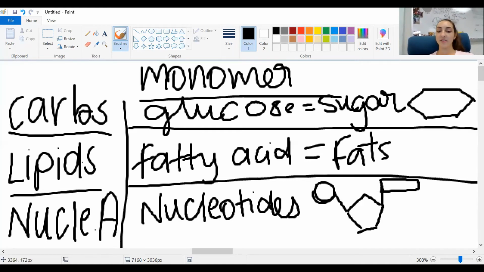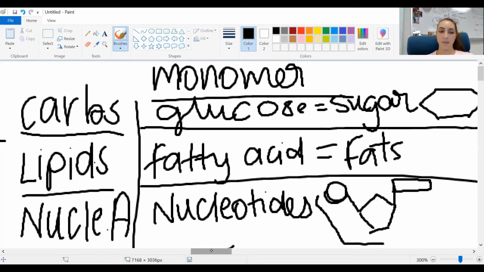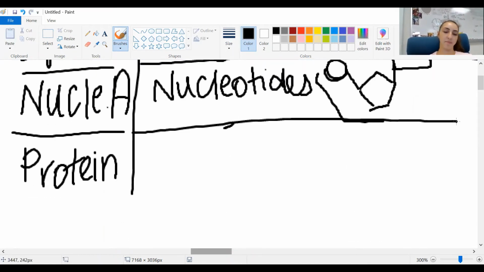Okay. That is the structure of a nucleotide. How does that look when we're looking? Actually, we'll continue on. We're going to come back to how that makes up the structure of its polymer. So proteins is going to be our amino acids.